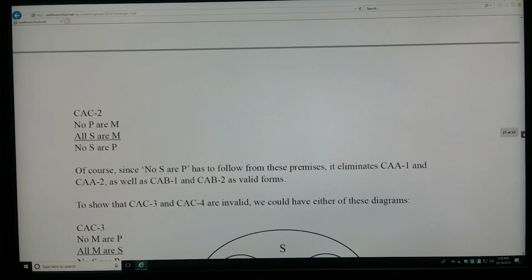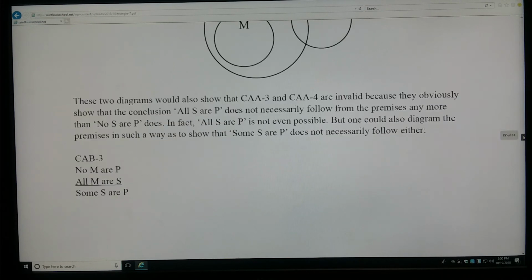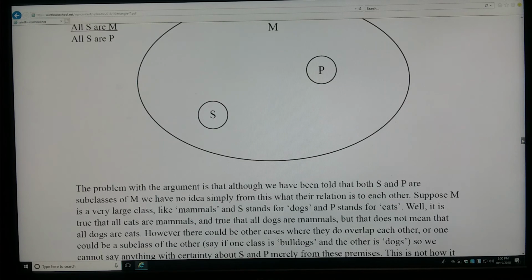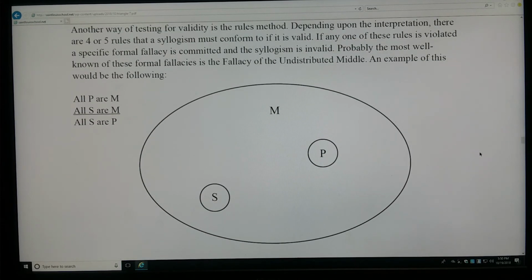Now let's move down to one more. So one well-known fallacy is the fallacy of the undistributed middle. So an example of this would be the following. All P are M, so our diagram shows that. All S are M, so S is a subclass of M as well. And then the conclusion says all S are P.